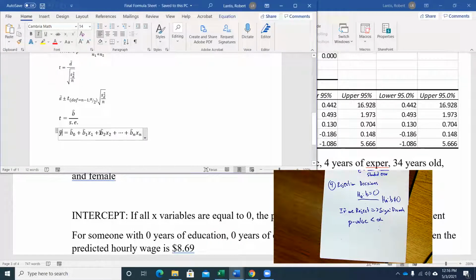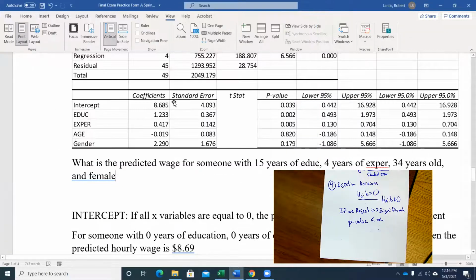Now I just basically have a linear equation that shouldn't be very difficult to get entered into my calculator. The one thing I see a lot of people do is forget the intercept. That always gets added in when you're making a prediction, right?